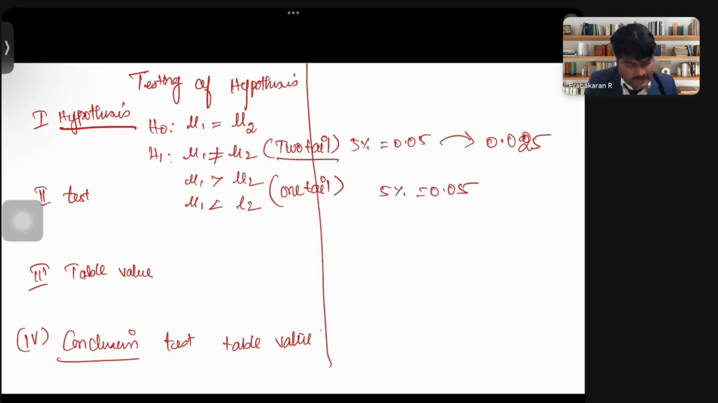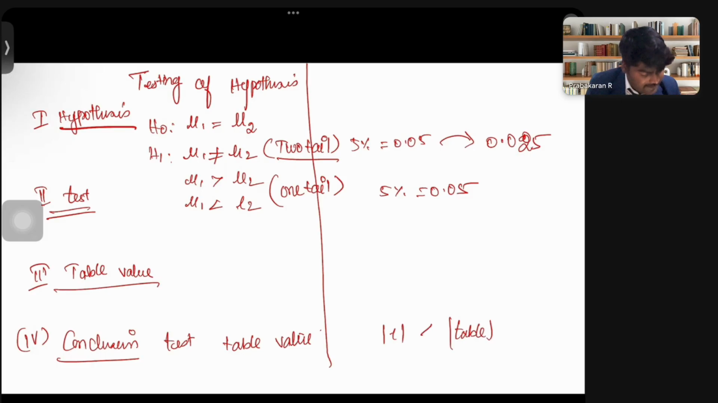And then the test value depends. If you are going to compare the means, we can use the t-test. If you are going to compare the variances, you can make use of the f-test. We'll see the formulas in the next slide in detail, and then accordingly we'll see the table value. And when you go for the conclusion, keep it in your mind, take the absolute value of the t-test or f-test and then the table value.